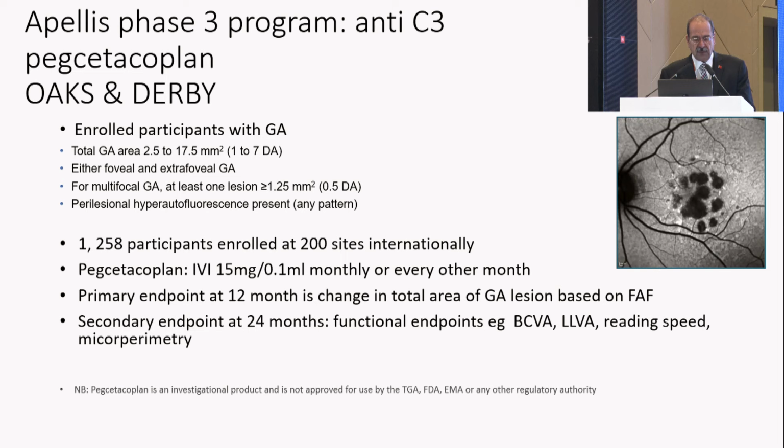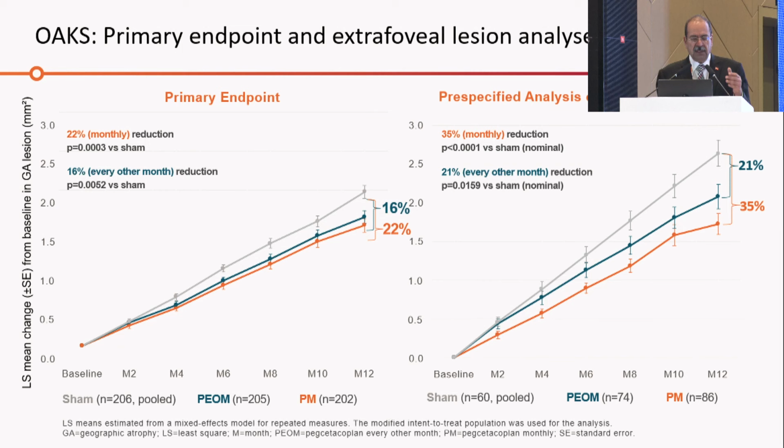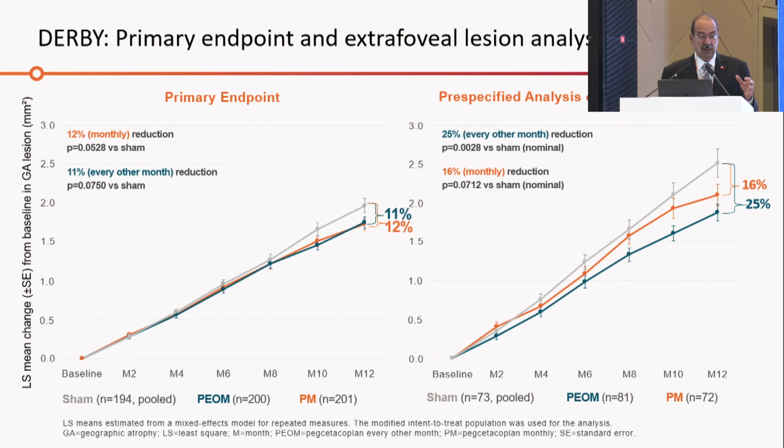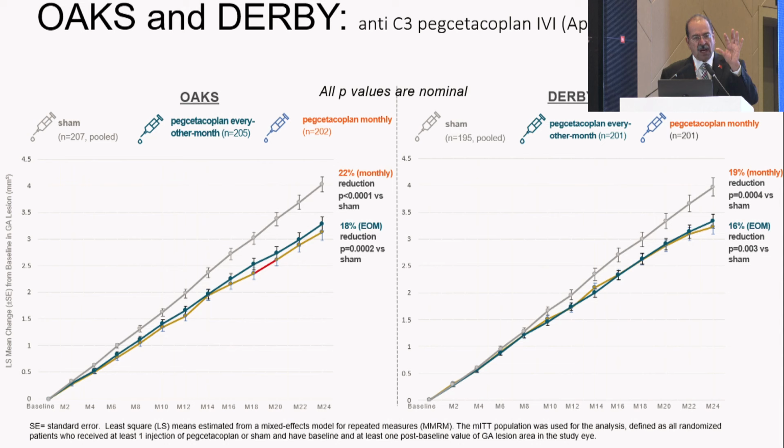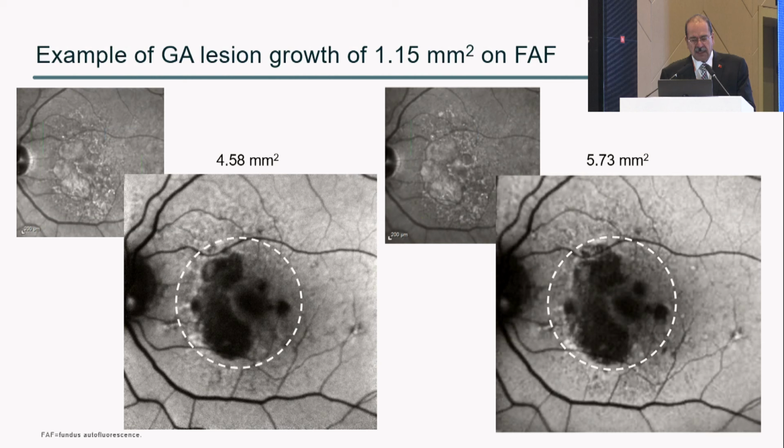I'll just go through very simply the reduction in the rate of growth. As you can see, in the first 12 months it was only 16% in the OAKS study, and in the DERBY study it was even less. So it sort of was, is it really working or not? But when you go on to 24 months, you can see the arms are diverging from each other. Monthly versus every other month, monthly was better, but together they had similar results and were much better than sham.